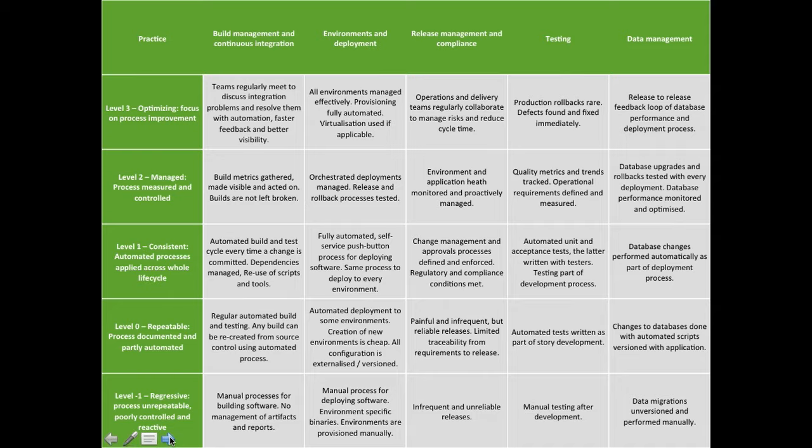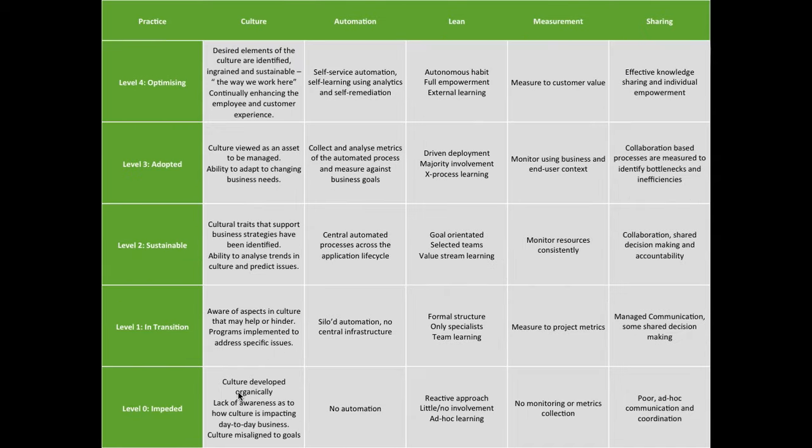So this other maturity matrix here is around CALMS. Any of you familiar with DevOps, which I hope many of you are now, will have heard of CALMS. John Willis originally came up with CAMS as four components essential to DevOps thinking: culture, automation, measurement, or metrics, and sharing. Jez Humble from ThoughtWorks added the L for lean later.